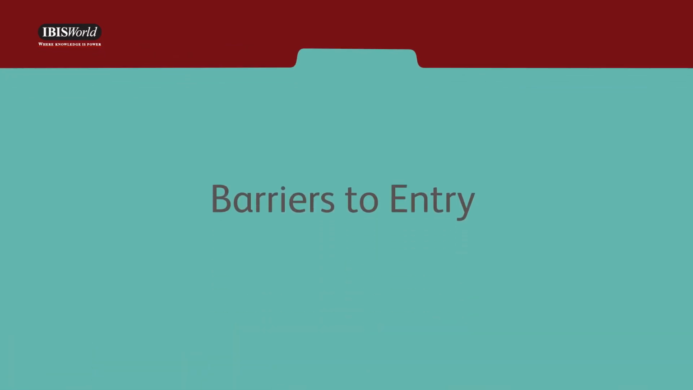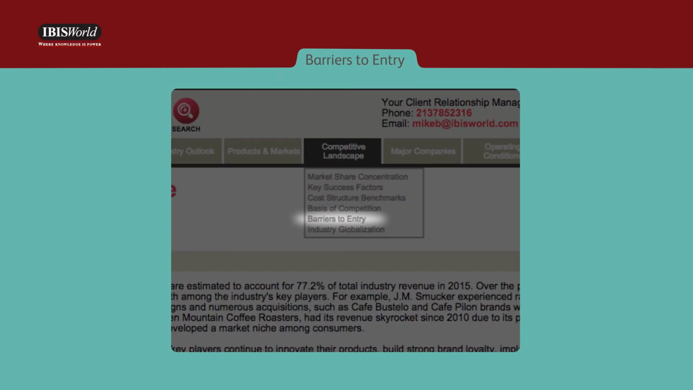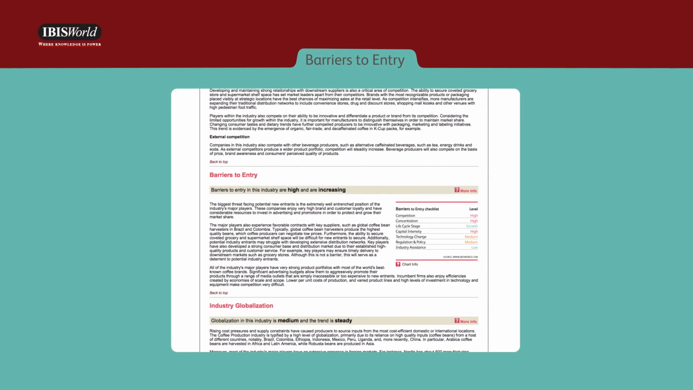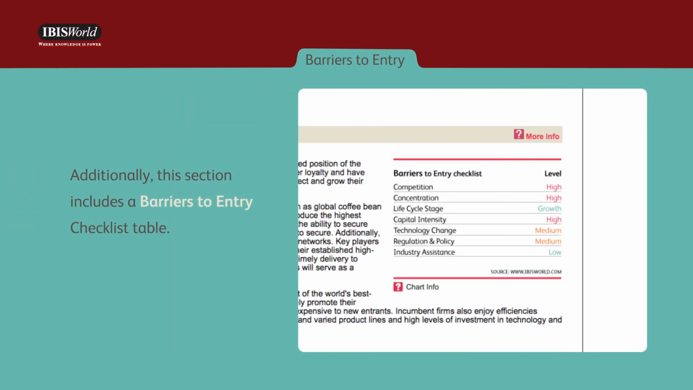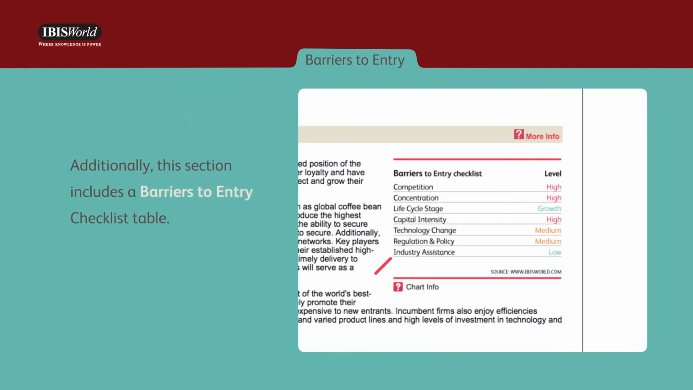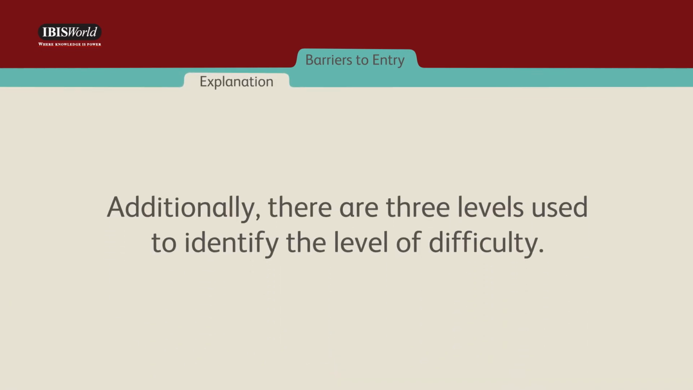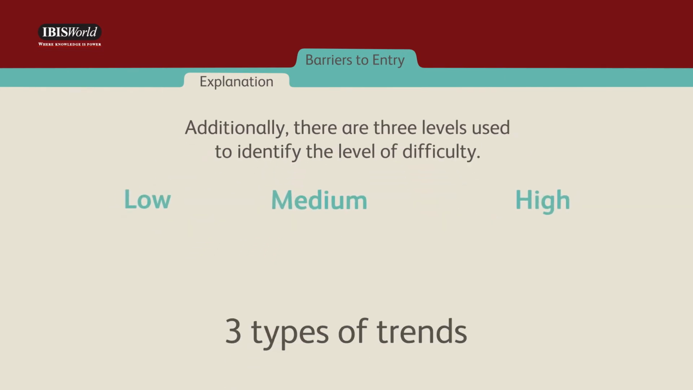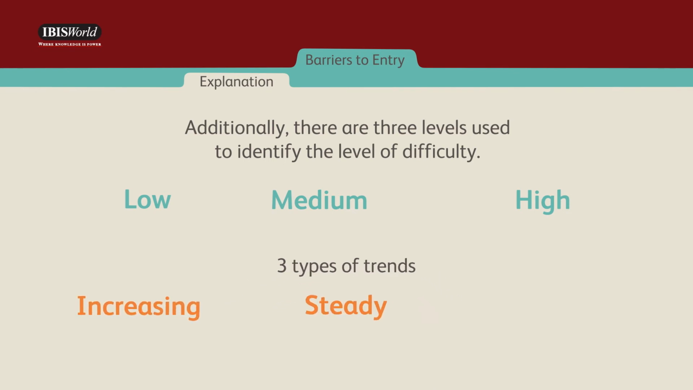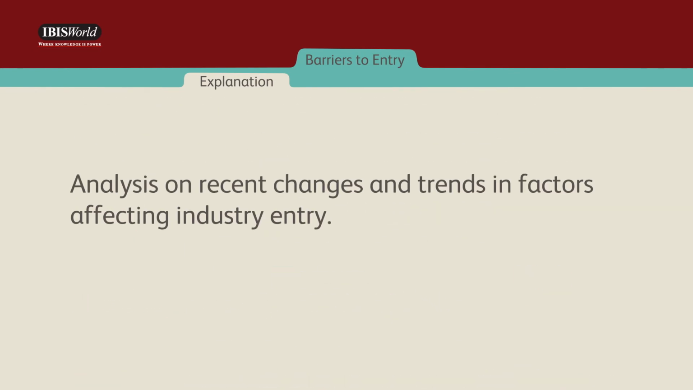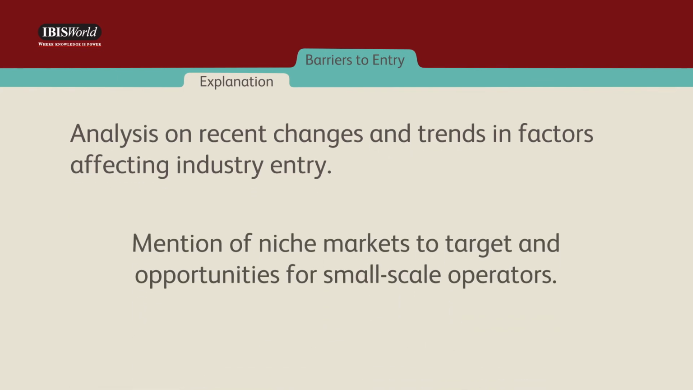Barriers to entry. This section reflects the level of difficulty for a new operator to enter the industry and outlines the factors necessary to understand and overcome. Additionally, this section includes a barriers to entry checklist table. The levels listed are pulled from chapters throughout the report for this summary table. Additionally, there are 3 levels used to identify the level of difficulty: low, medium, high, and 3 types of trends: increasing, steady, decreasing. Analysis on recent changes and trends and factors affecting industry entry. Mention of niche markets to target and opportunities for small-scale operators.